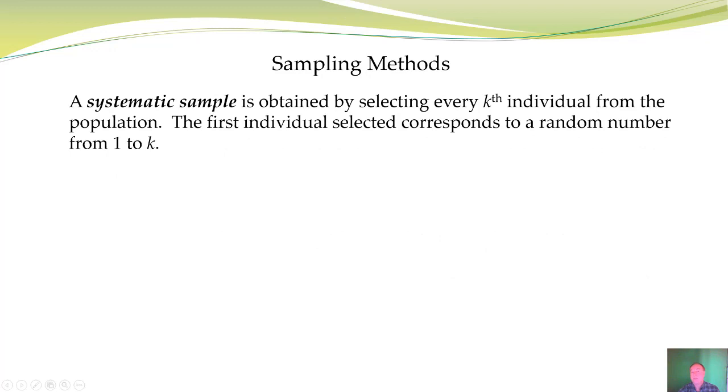A systematic sample is obtained by selecting every kth individual from the population. The first individual selected corresponds to a random number from 1 to k.